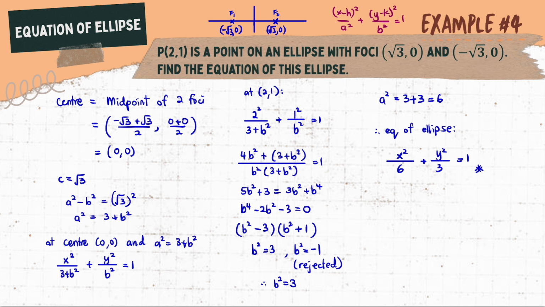Okay, so as long as you know the concept, midpoint antara fokus adalah center, nak dapatkan C macam mana, nak dapatkan A dengan B macam mana, lepas tu kita dah boleh dapatkan equation of an ellipse lah. Okay, kena pandai letak position center fokus tu dekat mana, ikut information yang diberi dekat soalan.